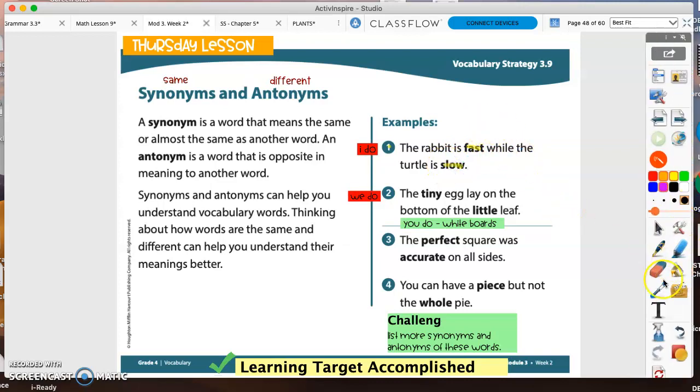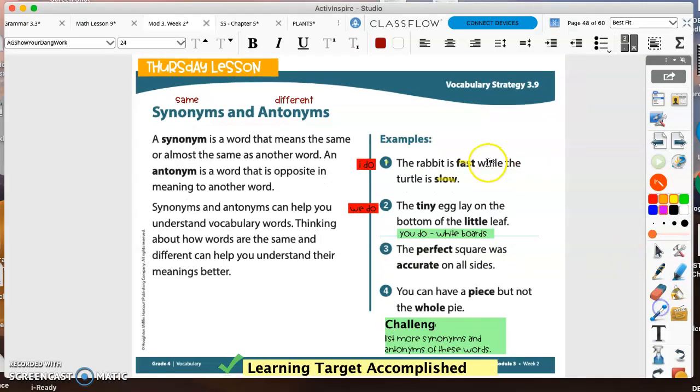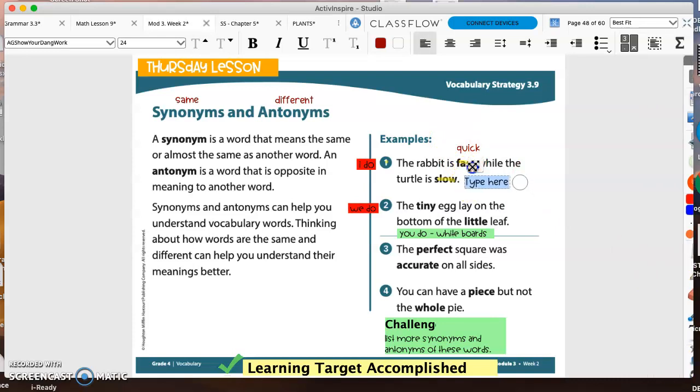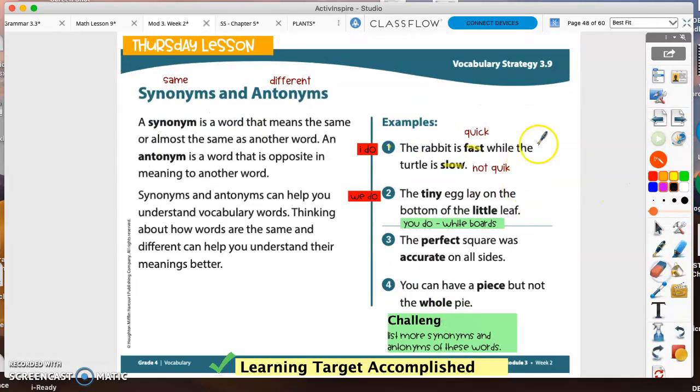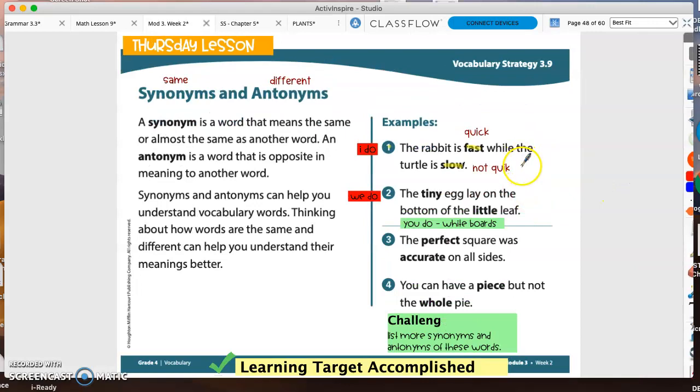Well, I know that fast means to do something quickly, that you don't take a lot of time to do it. I know that slow means it is not quick, that it takes a long time. So I believe that those two things are antonyms. So I'm going to put an A next to number 1 because it's an antonym. They mean something different.